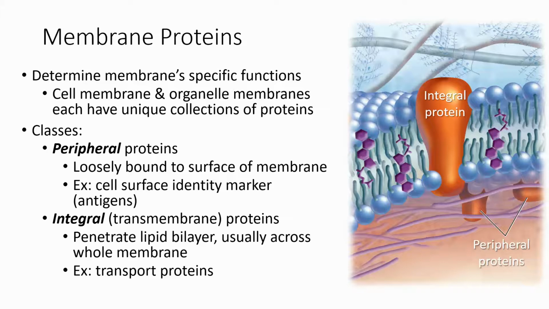Peripheral proteins are loosely bound to the surface of the membrane. They can be either on the inner face or the outer face. And integral proteins usually cross the whole cell membrane. So they're going to penetrate or go into the cell membrane. A lot of them are going to be what we call transmembrane proteins, meaning they span the entire membrane. These are often proteins that will transport things, so move them from one side of the cell membrane to another.